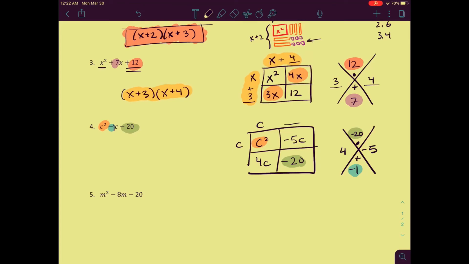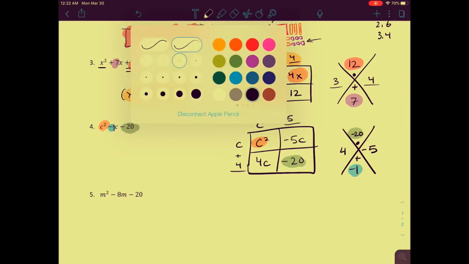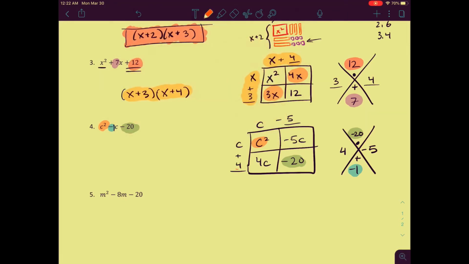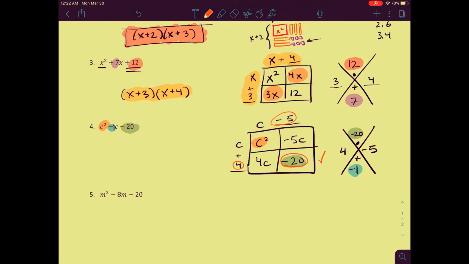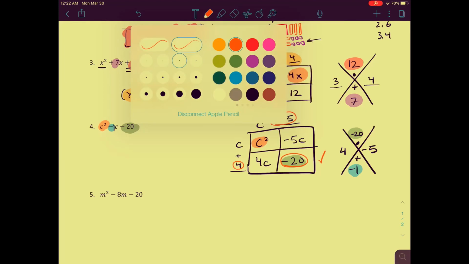C times what gives me negative 5c, right? It'll just be minus 5. C times what gives me 4c, just positive 4. And again, we can always check to see if I get this last number, right? So 4 times negative 5 does give me negative 20, and I like that. It's a nice little way to just check. Most likely, if you got up to that point, you probably got the right answer.